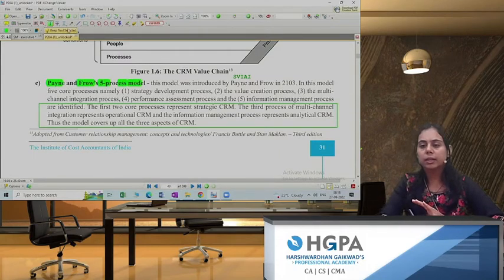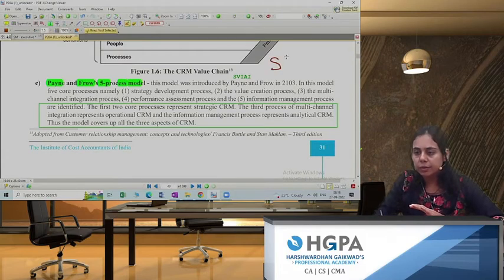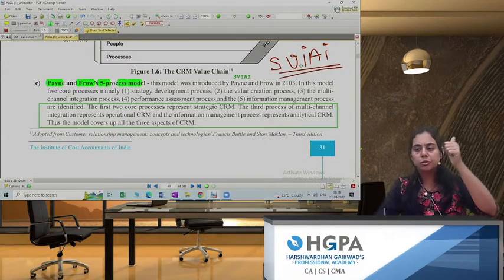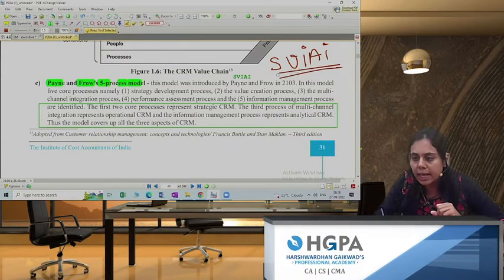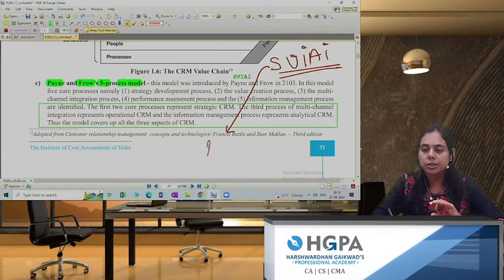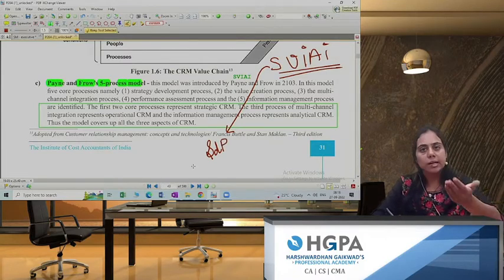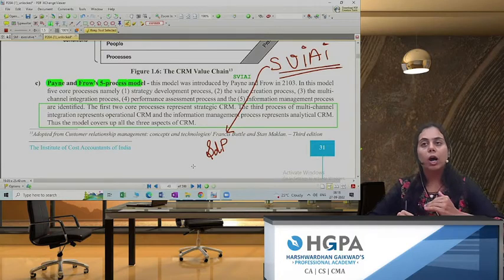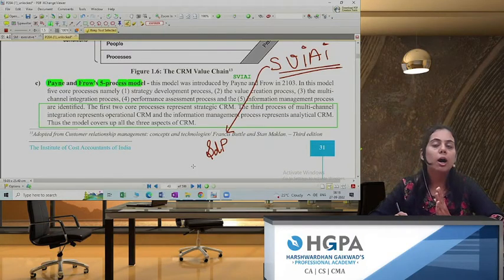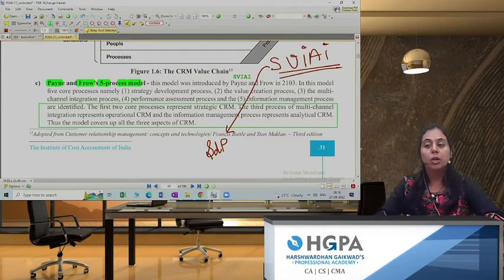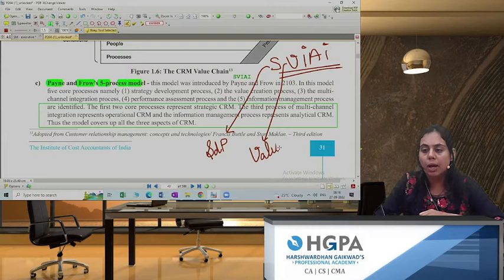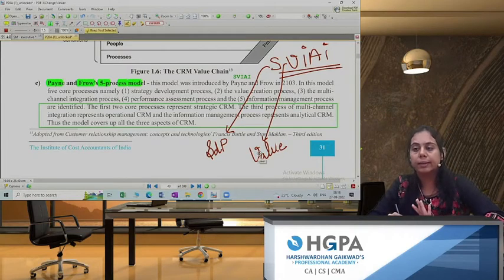What is its shortcut? I have written it here. Okay, let's discuss. First point is S. Now, what is S? First of all, we need to do Strategic development. We need to make some strategy on paper. How are we going to attract the customer? How are we going to do the CRM? Whatever your strategic management process will be, you are supposed to add value through it.